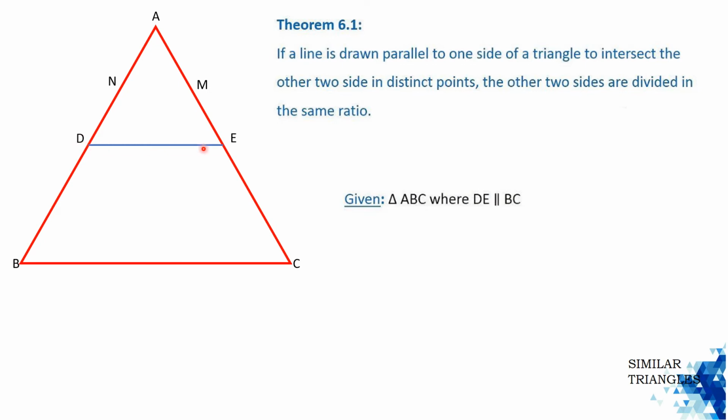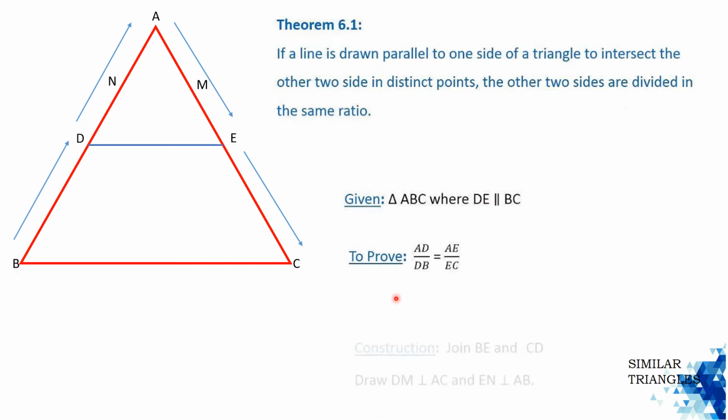If I draw a line like this parallel to the third side, that is the condition. I have to draw one line parallel to one side of the triangle. If I draw like that, the other two sides will be divided in the same ratio. So that is what we need to prove. So I'll take the triangle ABC where DE is parallel to BC. D and E are the endpoints of the line I am drawing. Then what we need to prove is AD divided by DB is equal to AE divided by EC. This is what we need to prove. The other two sides are divided in the same ratio. That is the meaning of this expression.